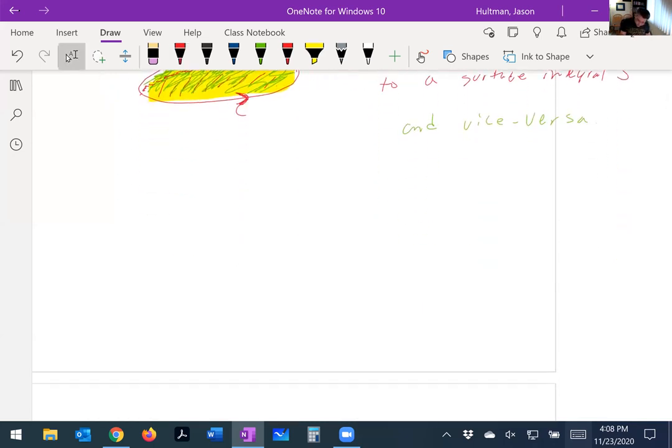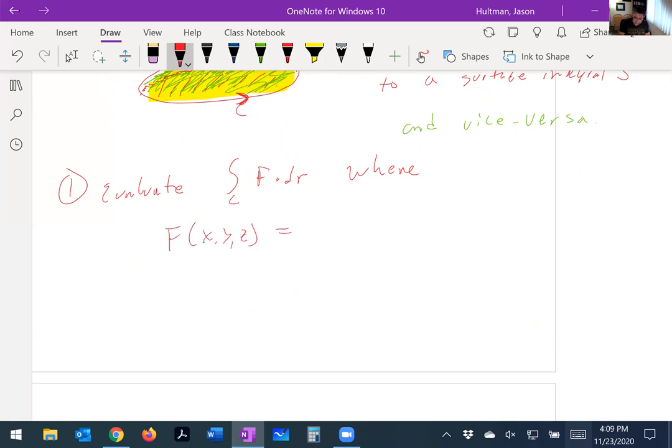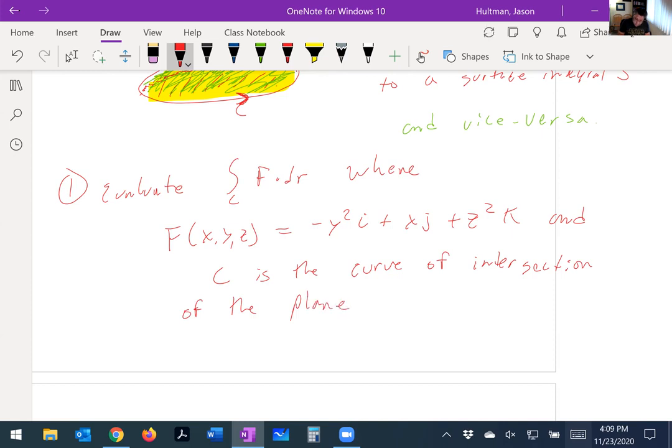So number 1 here. Evaluate the line integral over C of F dot dr, where F of x, y, z is equal to negative y squared i plus x j plus z squared k, and C is the curve of intersection of the plane y plus z equals 2 and of the cylinder x squared plus y squared equals 1, so the unit cylinder.